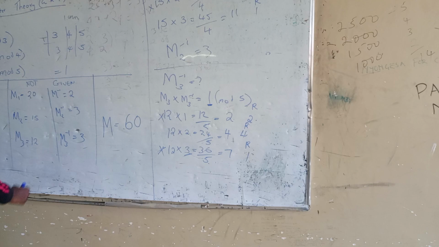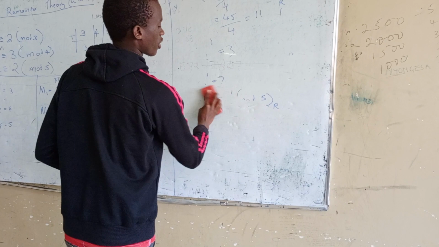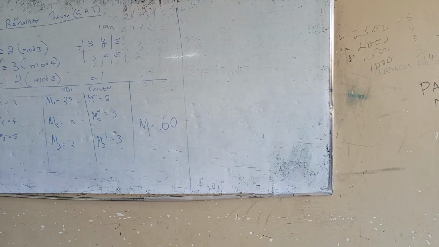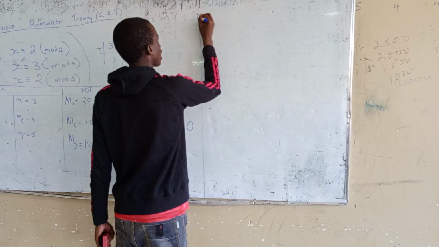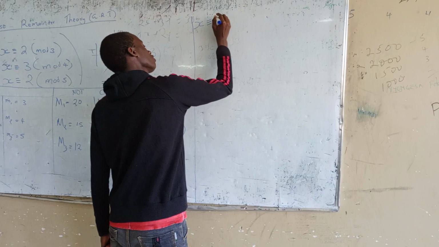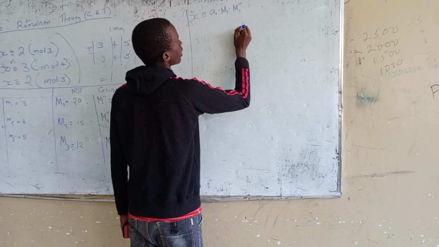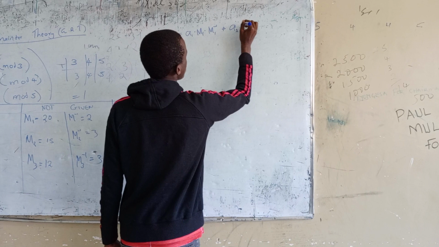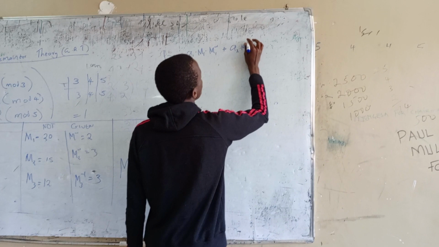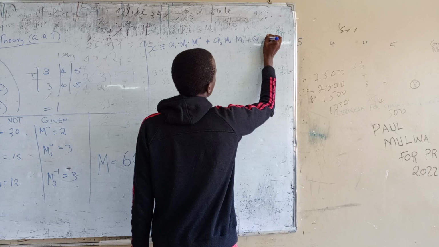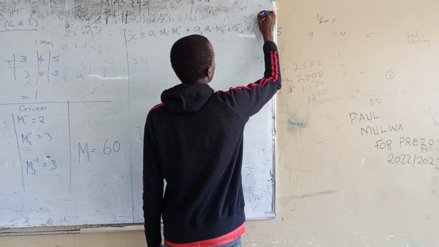And then we write our general formula that we found, according to the system of congruences that we have been given. So x is congruent to A1 times M1 times M1 inverse plus A2 times M2 times M2 inverse plus A3 times M3 times M3 inverse, all of these mod M.